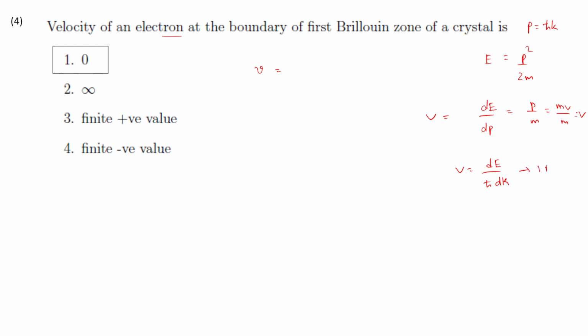So this is in 1D, and in general if you want to calculate the 3-dimensional one, what you have to do is 1 by h cross, and you have to take the gradient of energy. Okay, so basically it is Vx equal to 1 by h cross, the partial derivative with respect to kx of energy. Vy is equal to 1 by h bar, partial derivative with respect to ky of energy, and similarly for Vz.